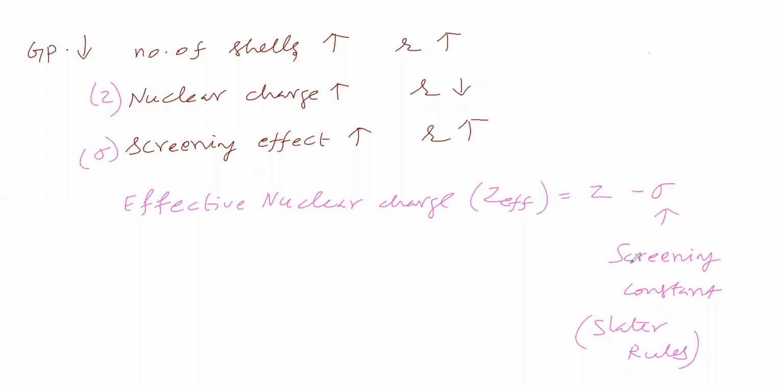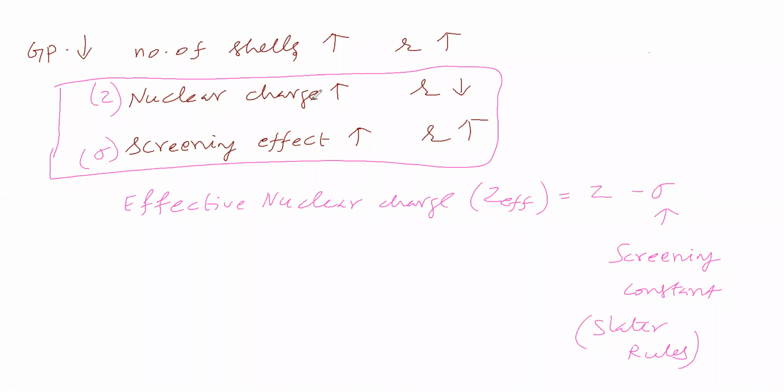So we calculate the screening constant, called sigma, and the nuclear charge Z. Z minus sigma is called the effective nuclear charge. So this effective nuclear charge is nothing but the cumulative effect of the nuclear charge and the screening effect. We will consider the effective nuclear charge and the number of shells. Then we will say the radius. So what the experiment says, that we will see.